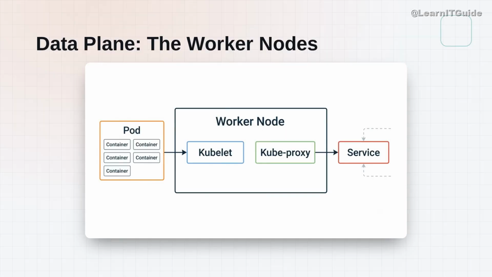Now let us shift to the data plane or the worker nodes. While the control plane makes the decisions, the data plane does the heavy lifting. Each worker node runs 2 critical services. First is the kubelet, which is the agent that ensures containers are running in a pod. Second is kube-proxy, which maintains network rules across your services. This separation is vital. It allows the cluster to scale to thousands of nodes without overloading the brain.